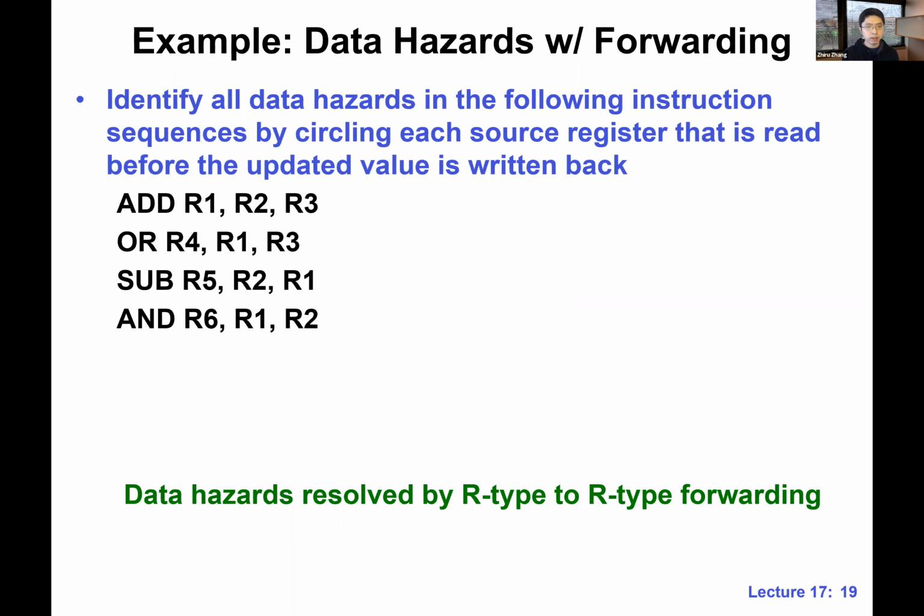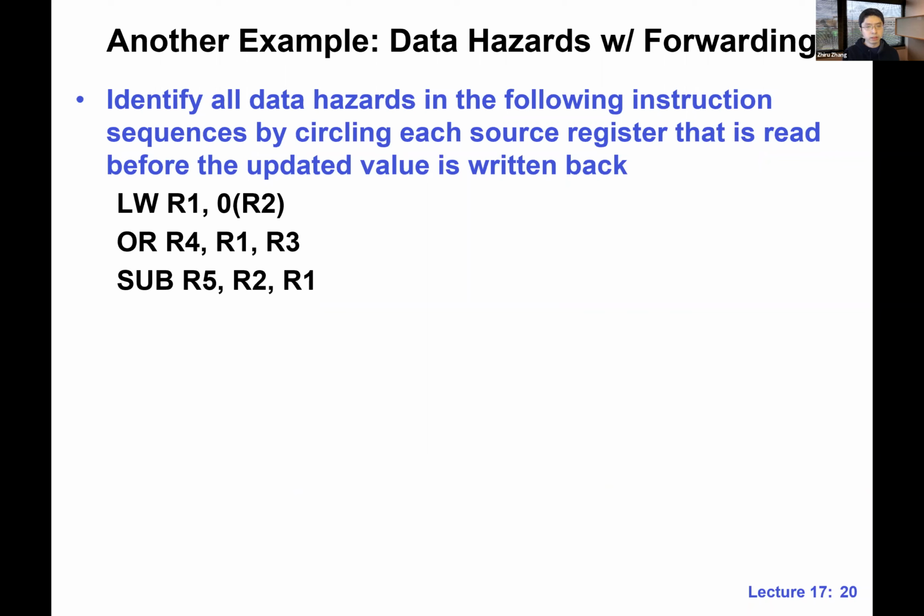Okay, let's look at a different sequence. What about this one? Load. This is load word, LW. And OR and sub. Last time I talked about the Gantt chart. There's a way to quickly write down the schedule of the pipeline. We also come up with a shorter acronym for the different pipeline stages.